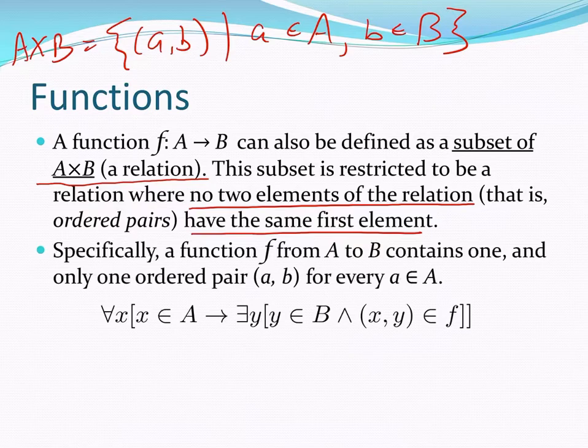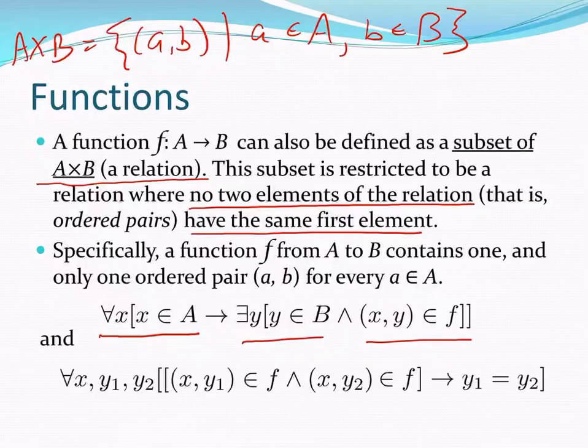So here's how we can render that. For every x element of A, there's a y element of B such that (x, y) is in f. And if there are two y's such that (x, y1) is an element of f and (x, y2) is an element of f, then y1 must equal y2. If y1 and y2 were different, then we would not have a function. That would be the equivalent of a single student getting two grades. Okay.